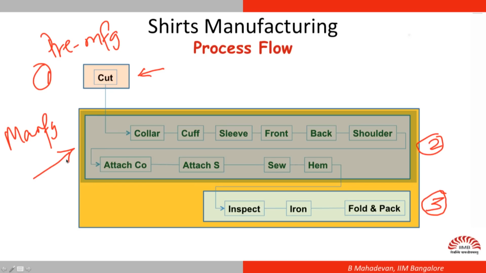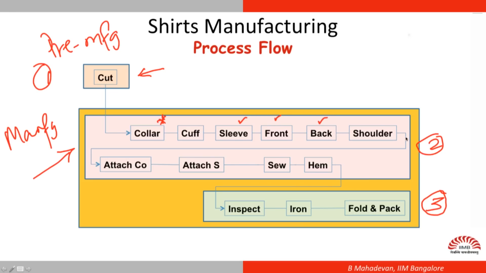As you see here, it starts with collar making, and then you have the cuff, then the sleeve is done, then the front and the back portions are done, the shoulders are stitched, then you start attaching the collar, you attach the sleeves, the sewing is done, and finally the hemming is done. So that completes the manufacturing process.